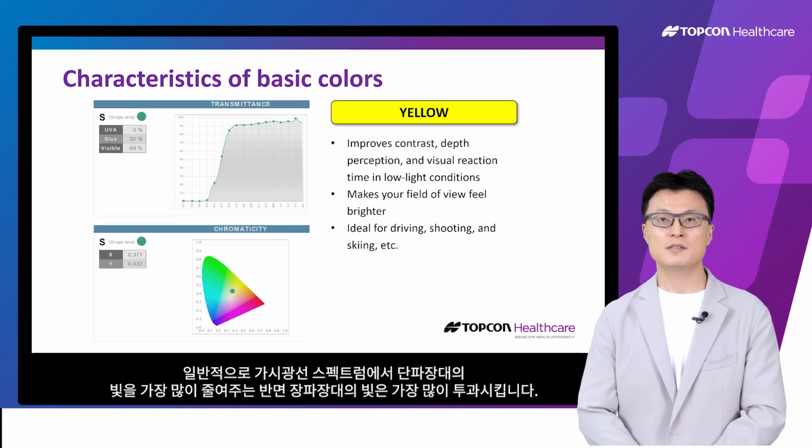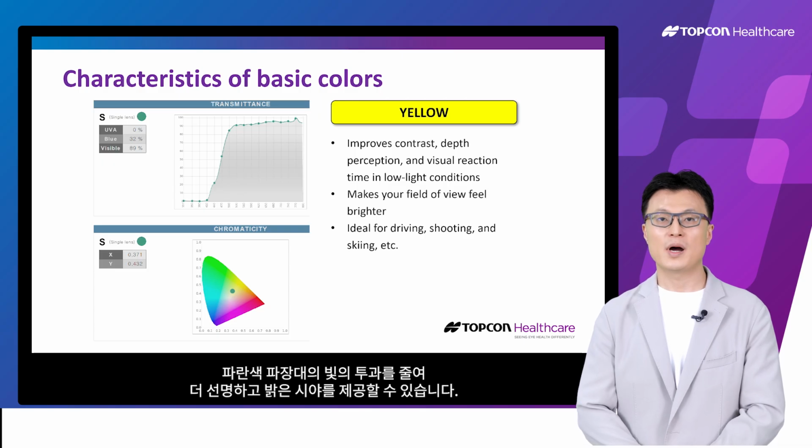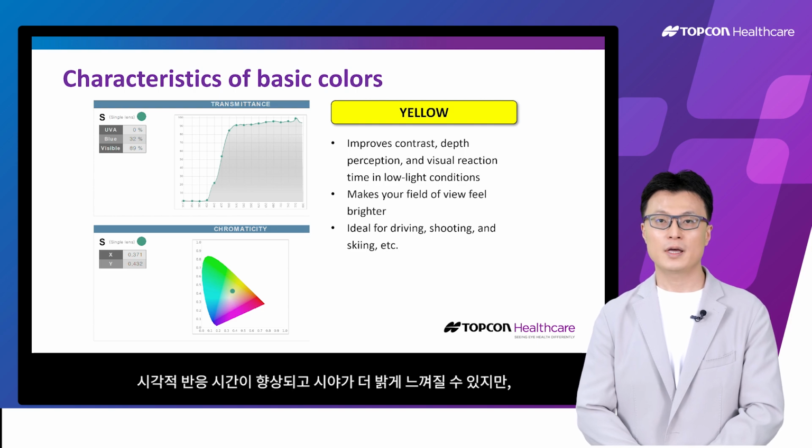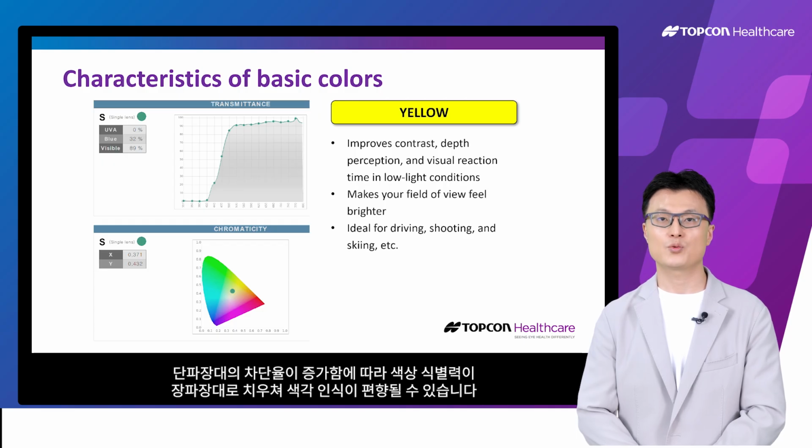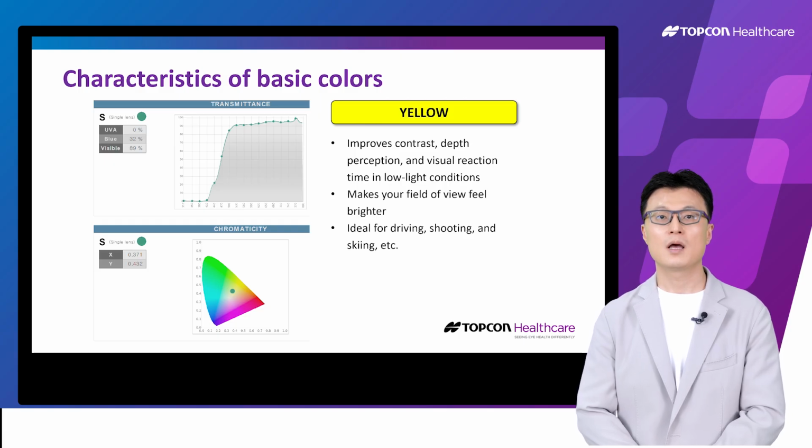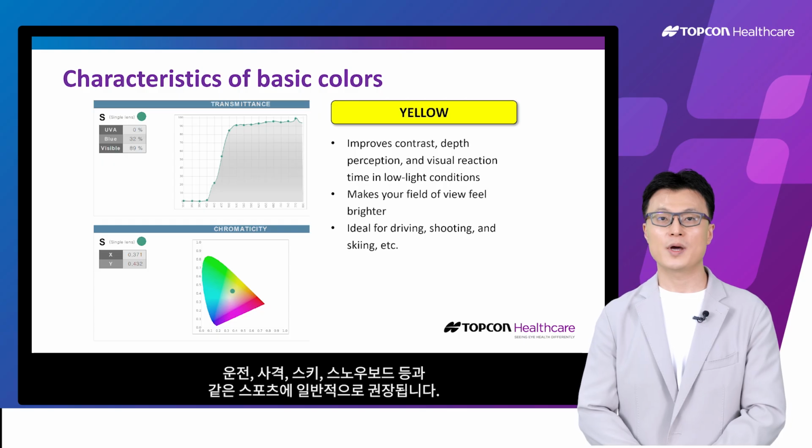Generally, these lenses block a significant amount of shorter wavelengths while allowing more of the longer wavelengths to pass through. By reducing the transmission of blue light, they can provide a sharper, brighter view and potentially improve visual reaction time. However, as the blocking rate for short wavelengths increases, color perception may shift towards the longer wavelength range, which can bias color recognition. Despite this, they are commonly recommended for activities like driving, shooting, skiing, and snowboarding.